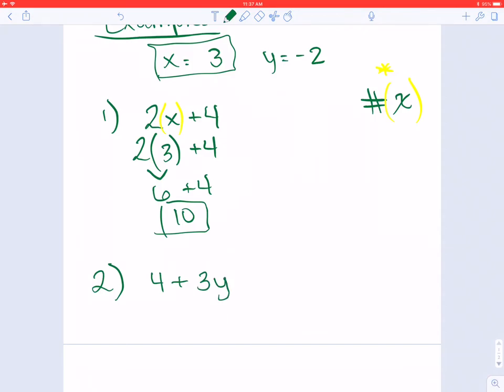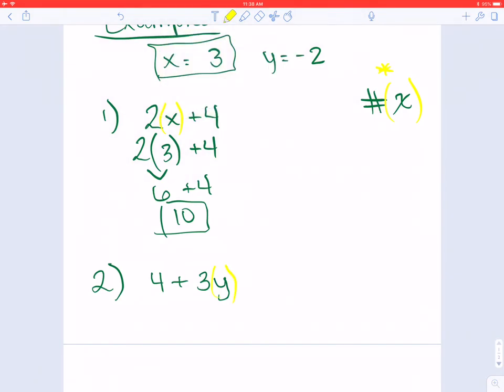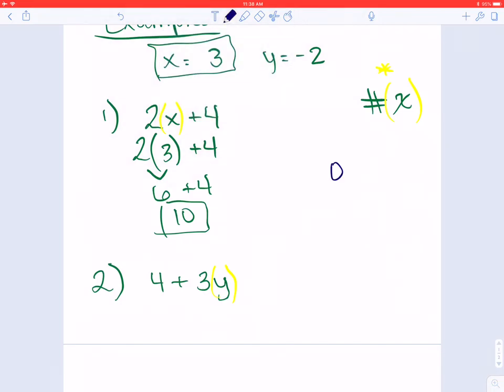What if I have 4 plus 3y? Well, again, I'm going to start by putting parentheses around my variable because it's next to a number with no operation in between. An operation, what is that? It's not surgery. Operations include addition, subtraction, multiplication, and division. So when I say operation, I'm talking about one of these things. None of these are explicitly stated here in between the two.